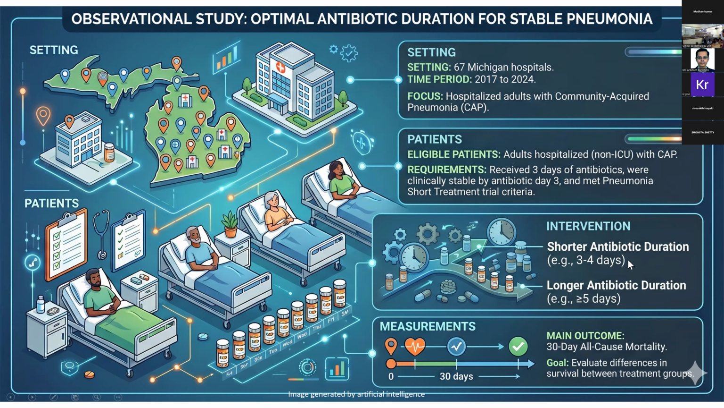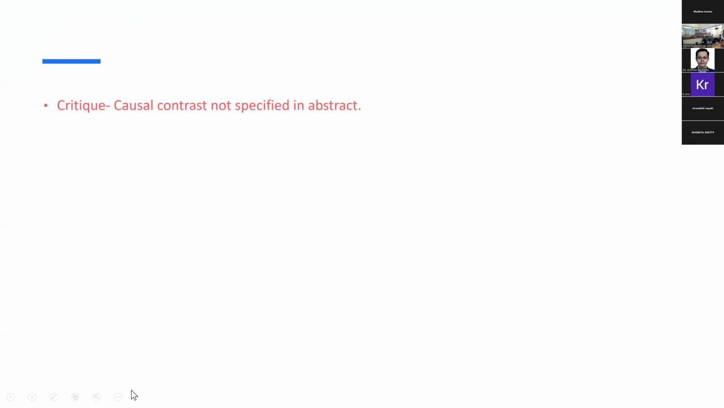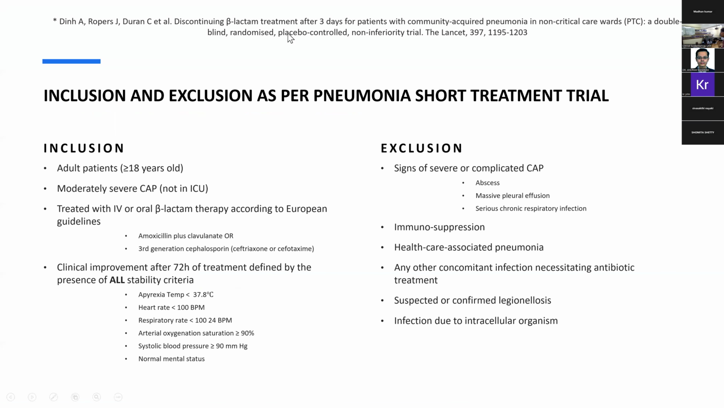The intervention they looked at is either 3 or 4 days of antibiotics versus 5 or more days of antibiotics. The main outcome they were studying was 30-day all-cause mortality. So this is the trial, the pneumonia short treatment trial.